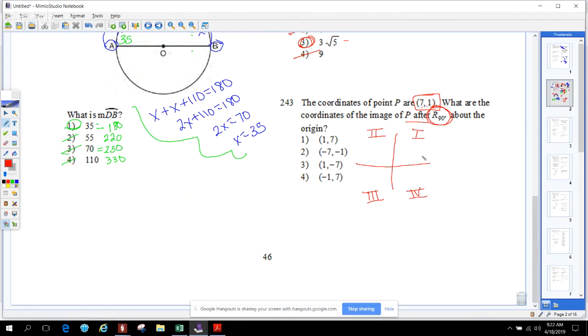So if this is 7, 1, we know our point's somewhere over here. It's in quadrant 1. It says a rotation of 90 degrees. Whenever it's not listed, it's always going to be counterclockwise, which means it's going to go from quadrant 1 to quadrant 2. We talked about every time you rotate 90 degrees, you have to flip the X and Y. So now we know it's going to be 1, 7. So it can't be number 2. So that means we have a negative X and a positive Y, choice 4.